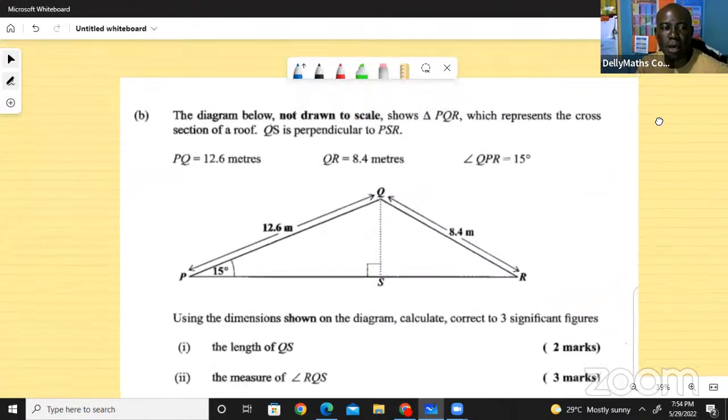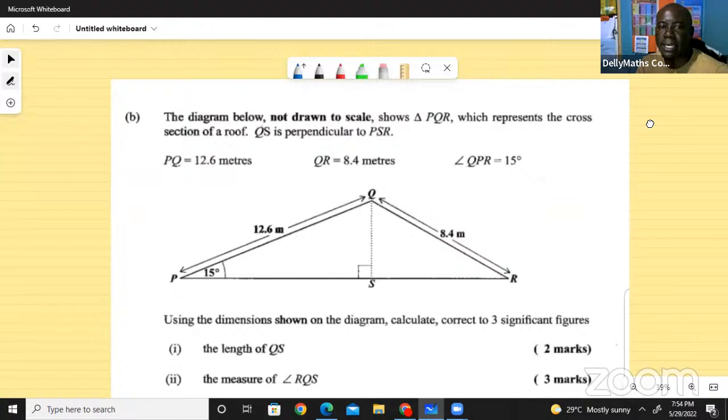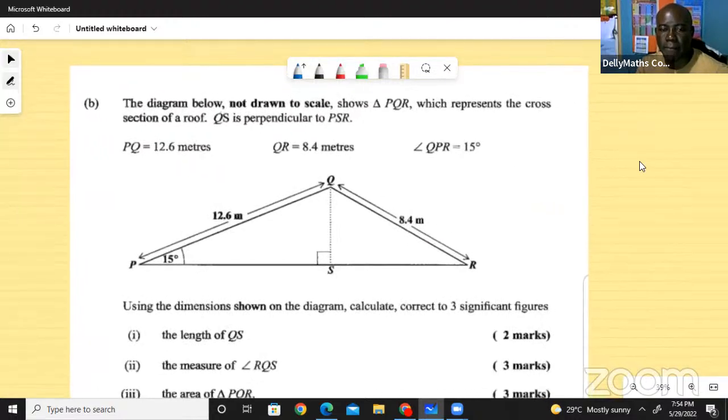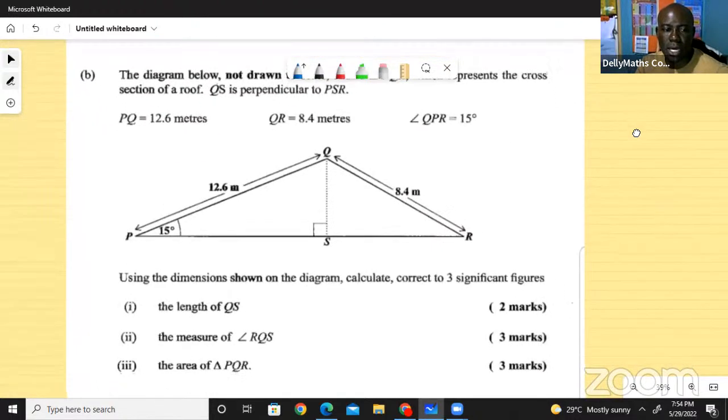All right. It says the diagram below, not drawn to scale, shows a triangle PQR, which represents the cross section of a roof. QS is perpendicular to PSR, and we get some measurements right there. The question says, using the dimension shown, calculate correct to 3 significant figures the length of QS.